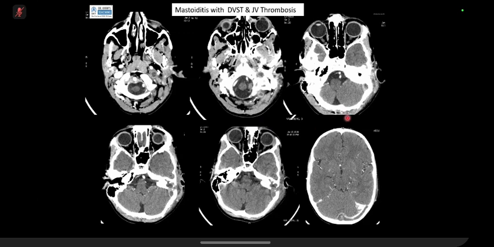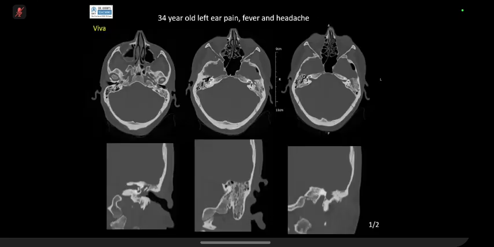Now, in this particular case, though I have not given you the bone window, you can see this destruction happening. And with that, if you see here, there is a soft tissue abscess. With that, if you see the jugular vein, there is a filling defect in the jugular vein, a sigmoid sinus filling defect, and a transverse sinus filling defect. So again and again, these cases come, and it all depends on which modality they are showing to you.